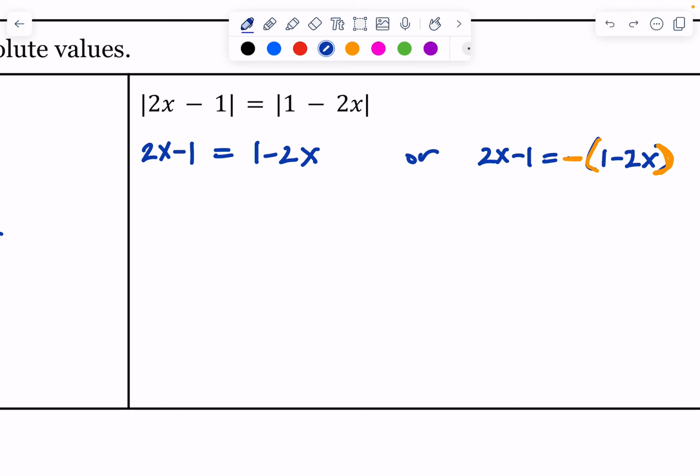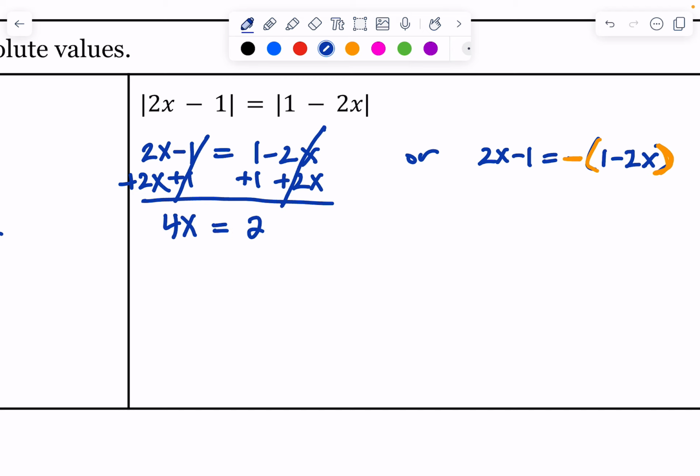Okay, let's solve the first one. We're going to add 1 to both sides. And at the same time, I'm going to go ahead and add 2x to both sides to get it all done in one step. So these cancel to 0, as well as these. So I've got 4x on the left and 2 on the right. Oops. I'm going to divide by 4. And I get x equals 1/2.